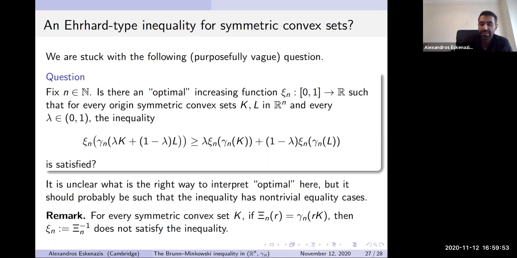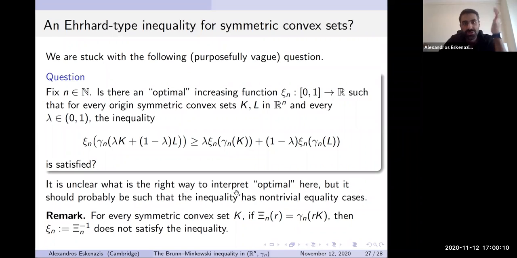So the equality cases cannot be this one parameter family. So it's clear that there exists some kind of phase transitions. And in fact, this brings a lot to mind the phase transitions in the conjectured Gaussian isoperimetric inequality for symmetric convex sets, which is a well-known problem.